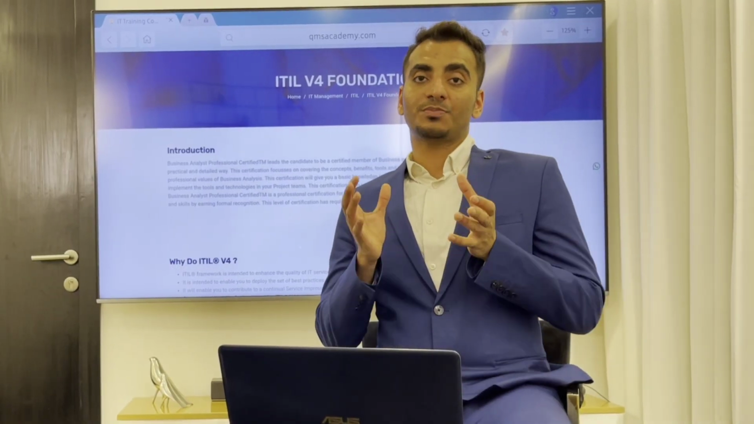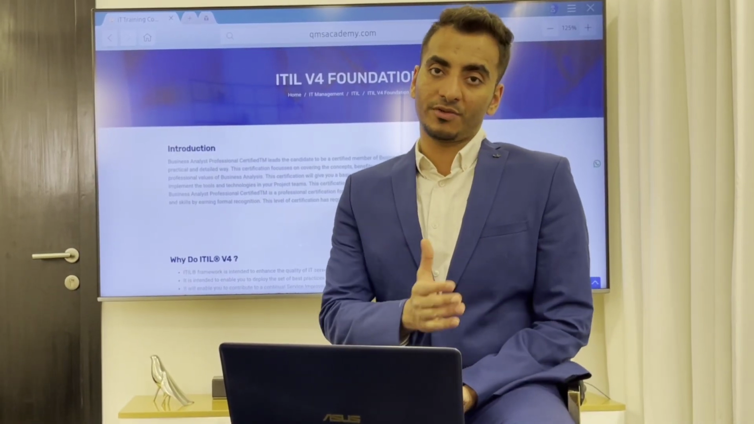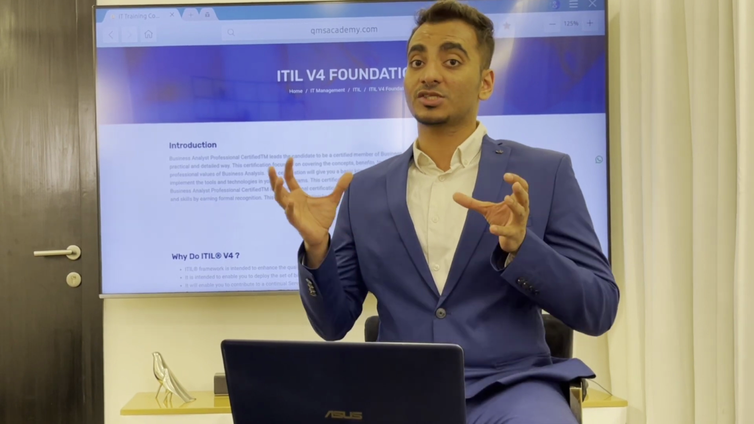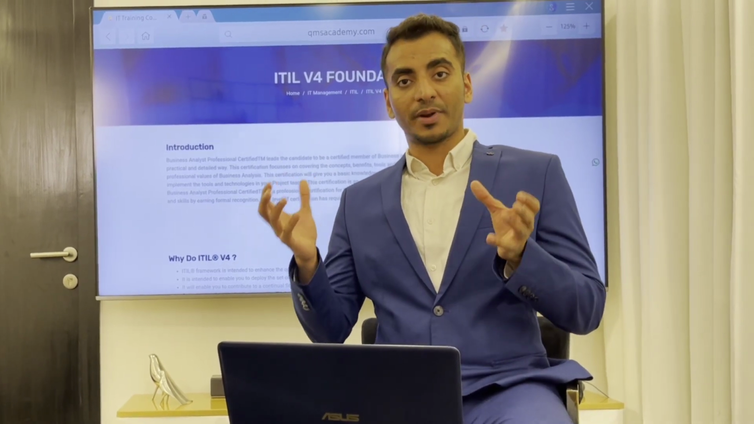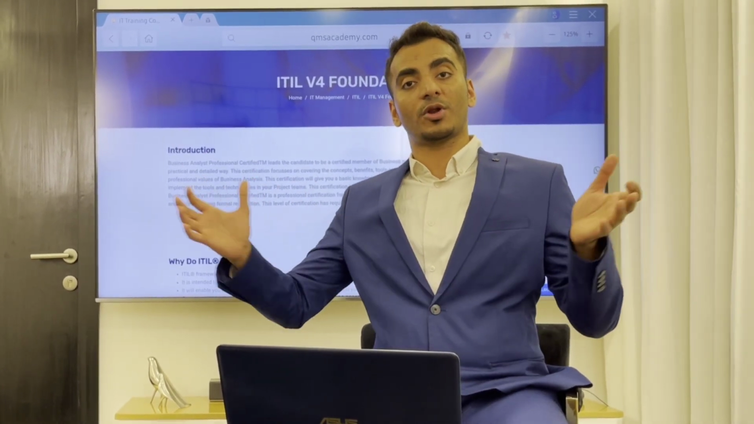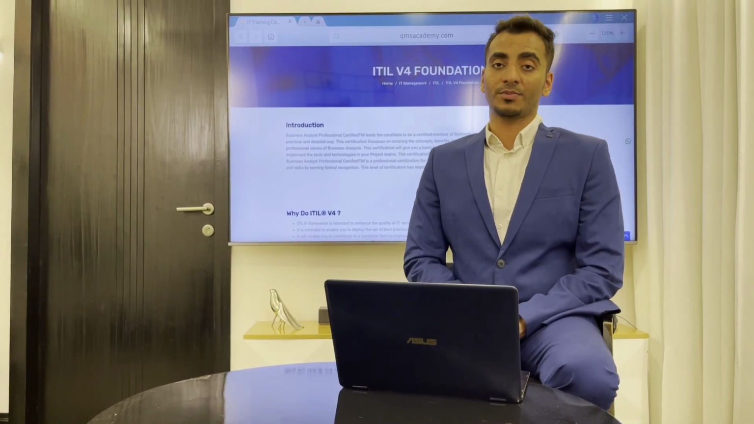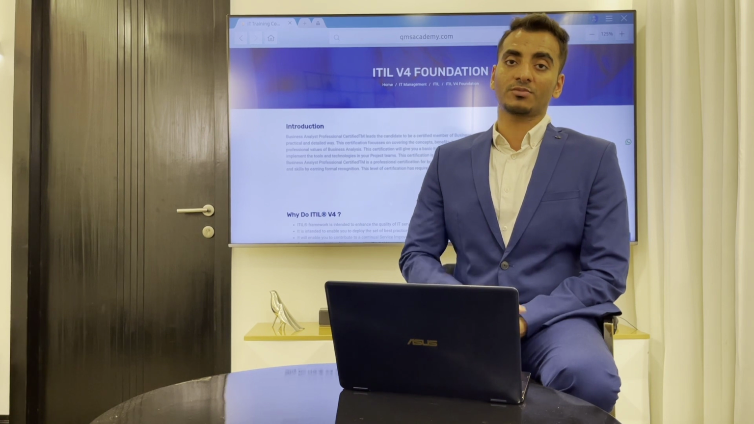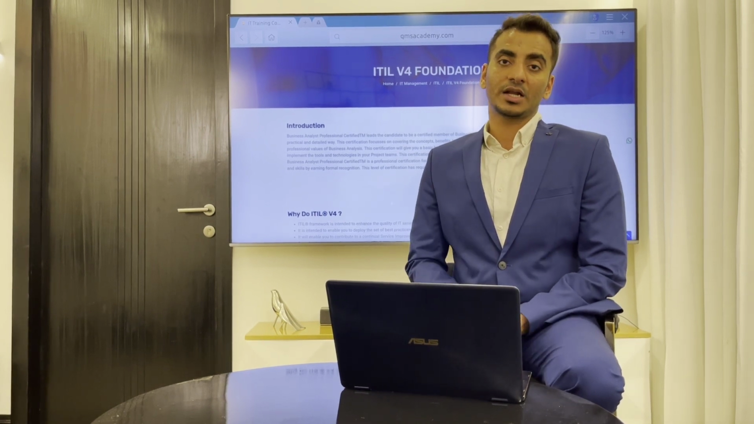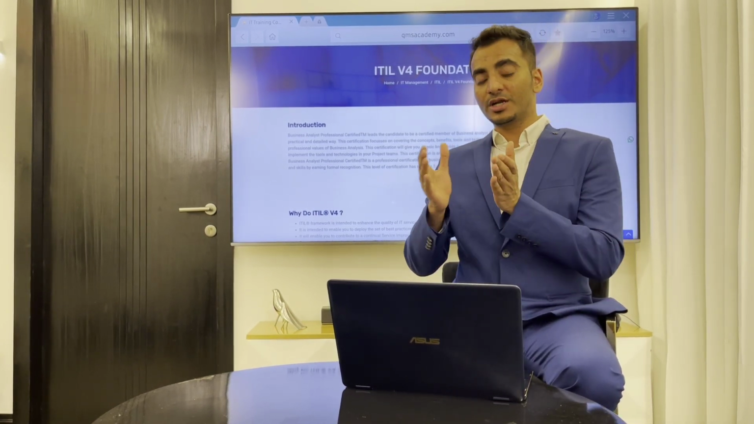Now, what are these practices? In the previous version, ITIL V3, we had never seen this word practice. So what is a practice? It's a wider version of a process. Previously in ITIL V3, we had multiple processes which were divided from service strategy to CSI. Now we have practices divided into 3 different sections.